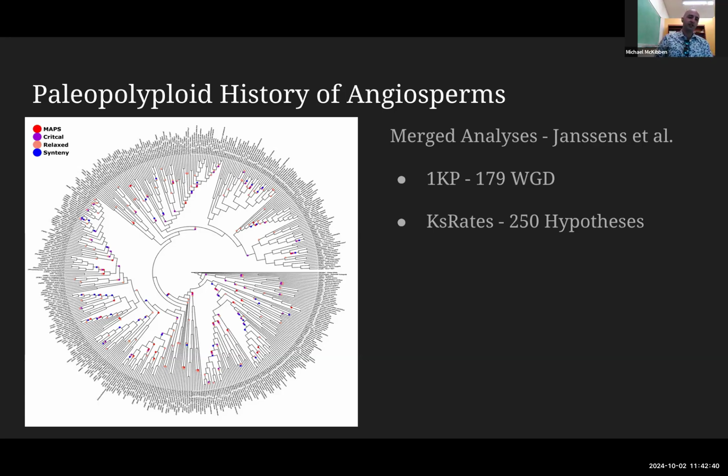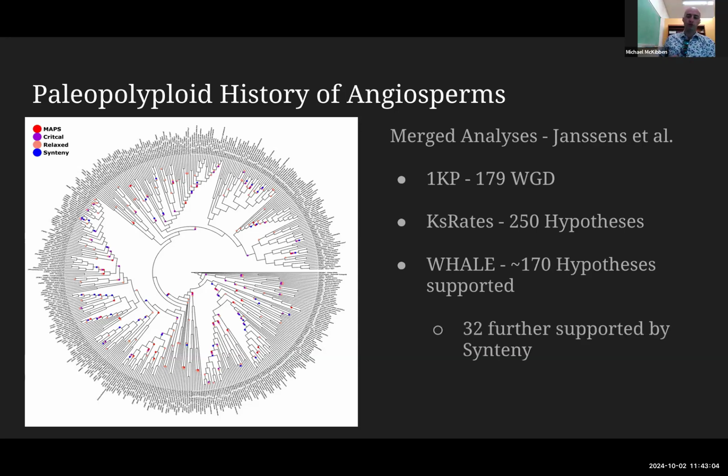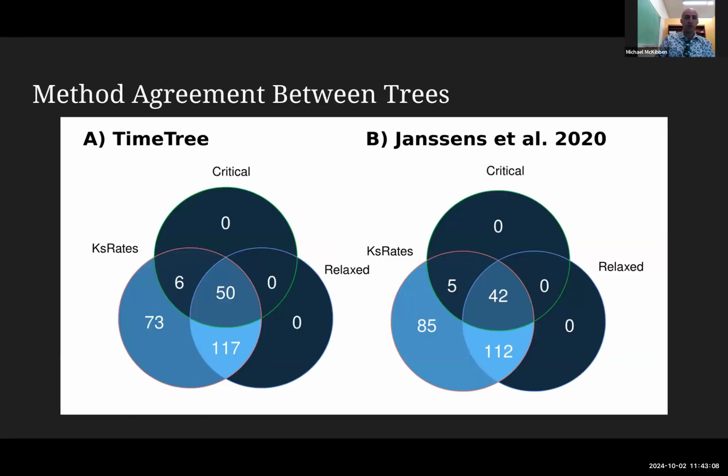Now, this doesn't necessarily represent 250 unique whole genome duplication events, rather alternative hypotheses for their exact placements based off of what outgroup you use for the rate correction in each sub-analysis. Now, using Whale, we were able to subsect this down to around 170 whole genome duplications, much more in line with what we expected from the 1KP, 32 of which we could further support using synteny depth inferences.